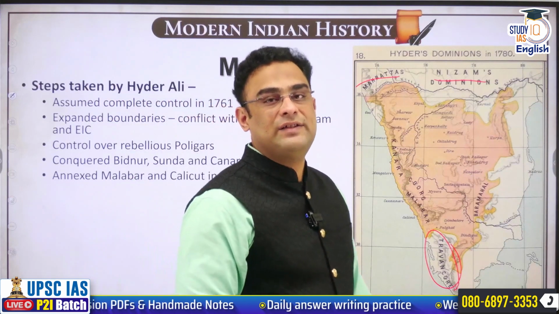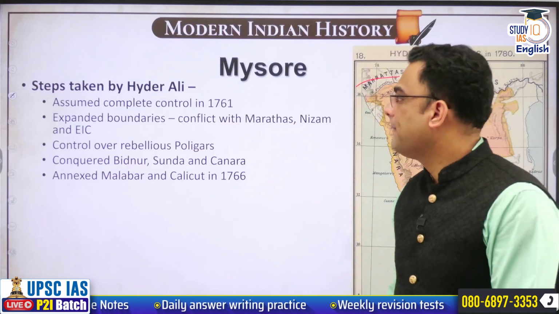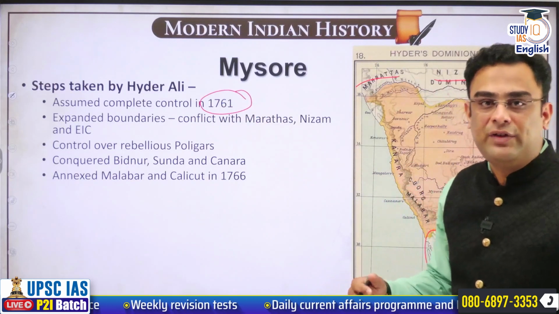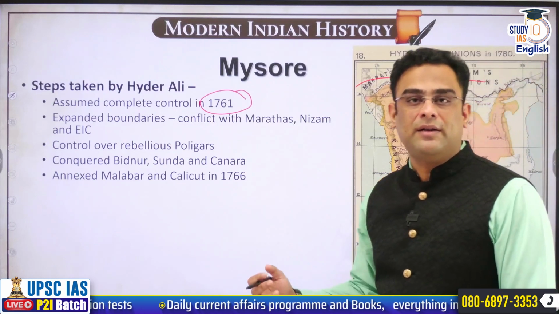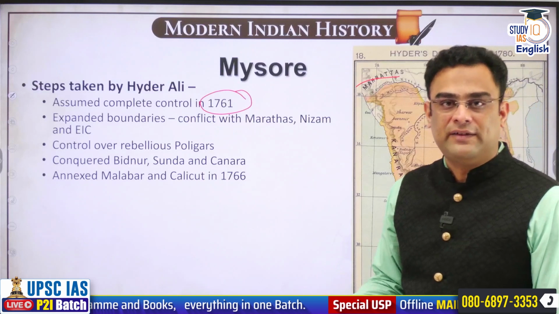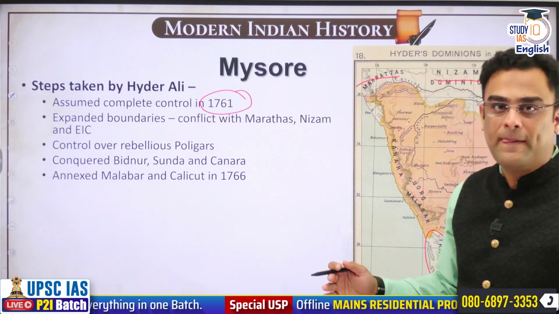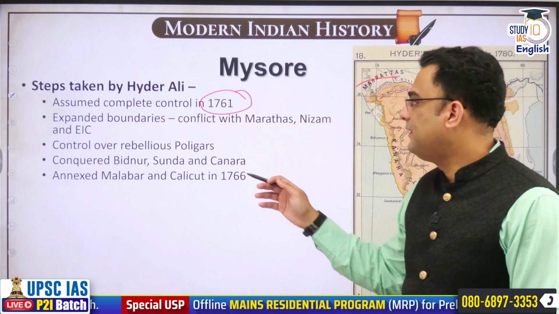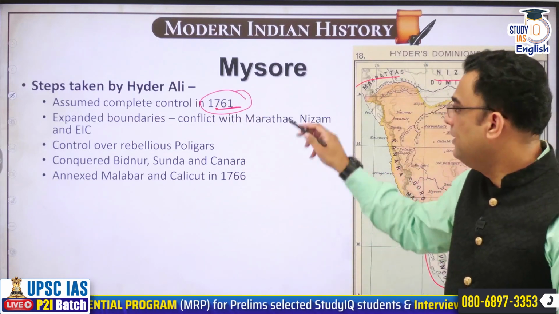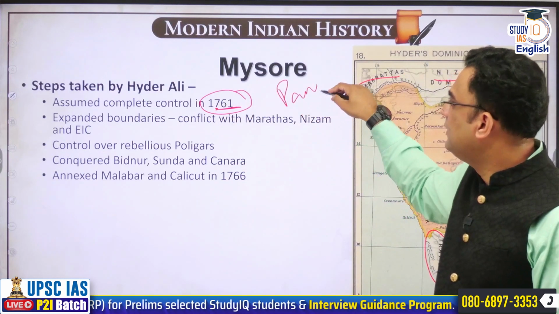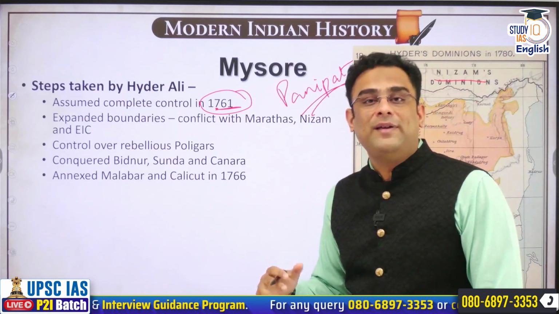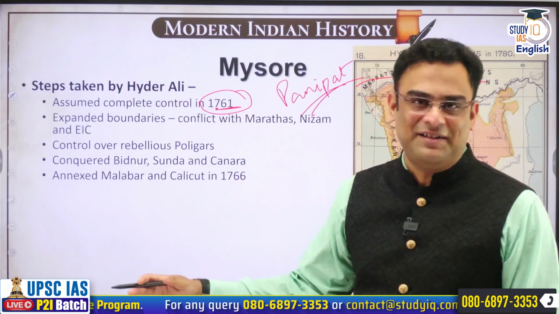Now let us see some of the steps that Hyder Ali took. In 1761, after having established himself as a successful military commander, having become very powerful in the Mysore state system, he did a coup. He got the ministers replaced and took complete control in his own hands in 1761, the same year as we see the third battle of Panipat. Geography mein, guys, history mein, everything is interconnected.